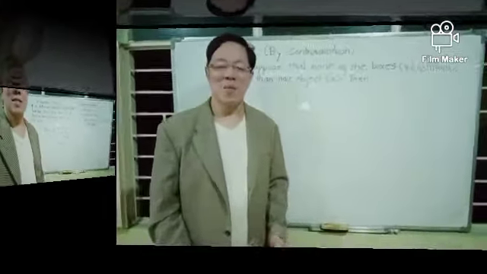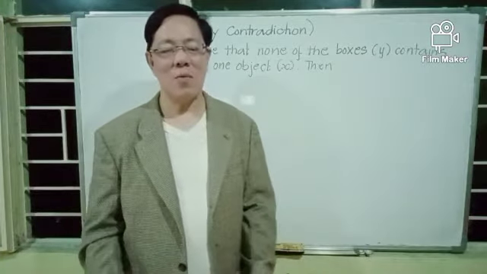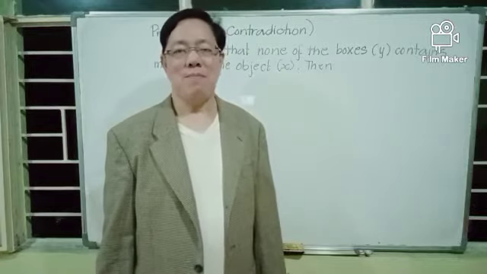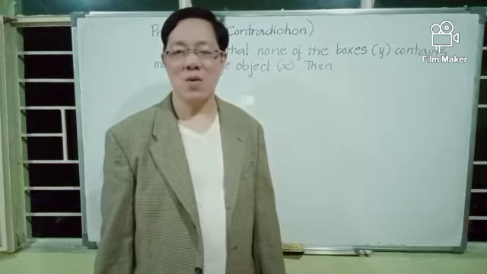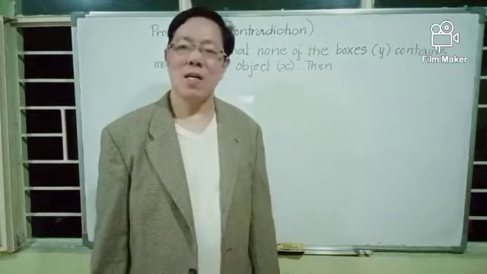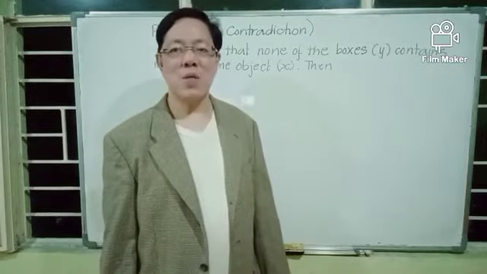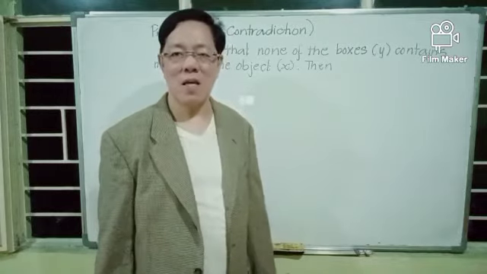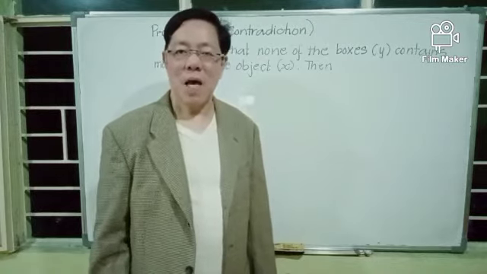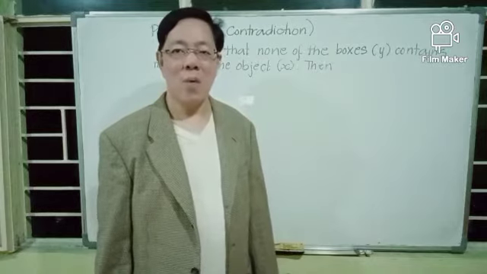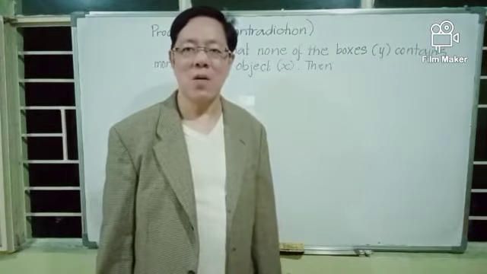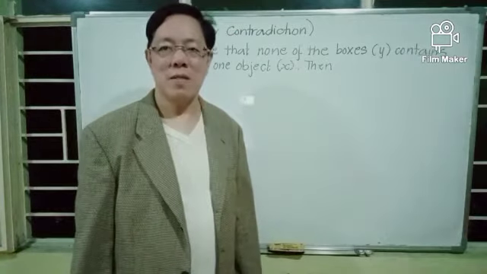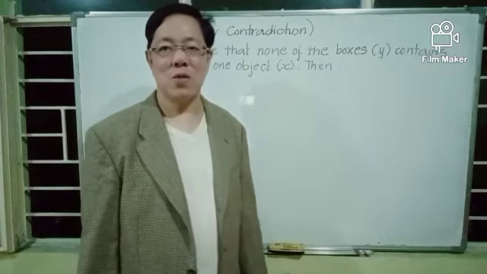We now prove the pigeonhole principle. As I said, we will prove it by contradiction. We will assume the opposite of the conclusion of the pigeonhole principle. The conclusion states that there is at least 1 box that contains more than 1 object, and the opposite of that is none of the boxes contains more than 1 object. So we assume that the opposite of that conclusion is true.